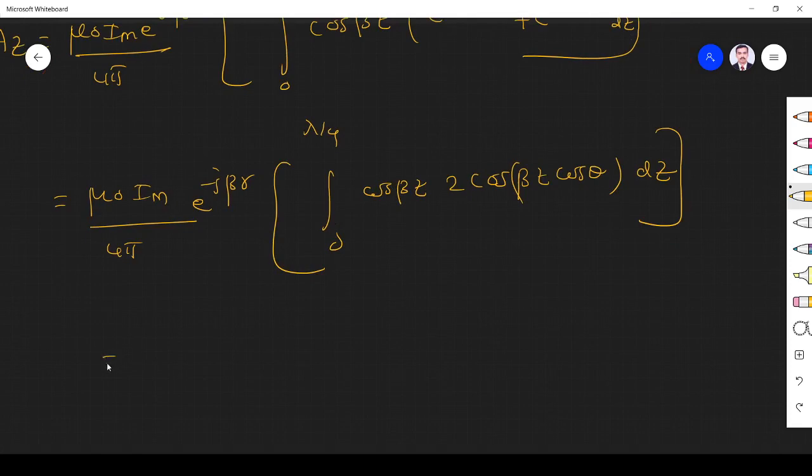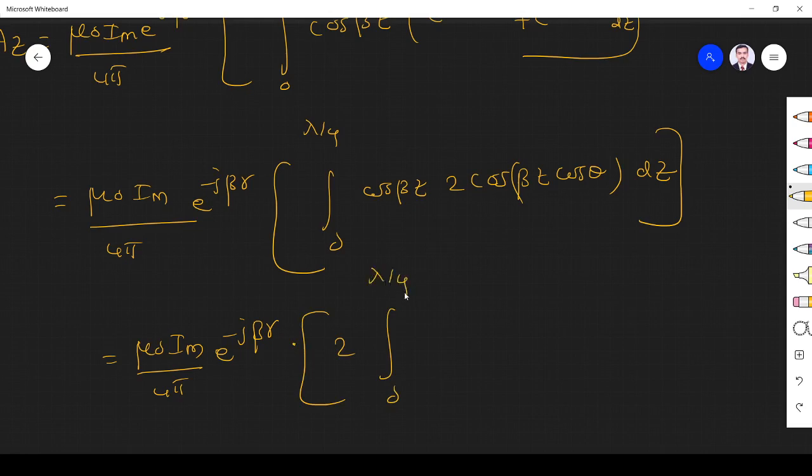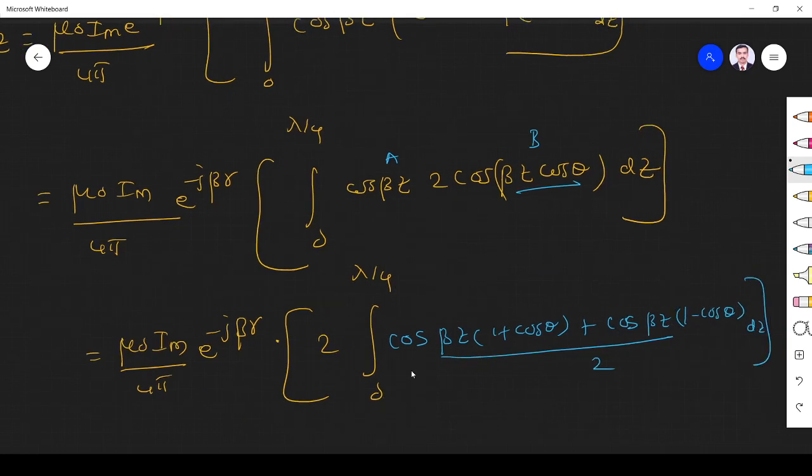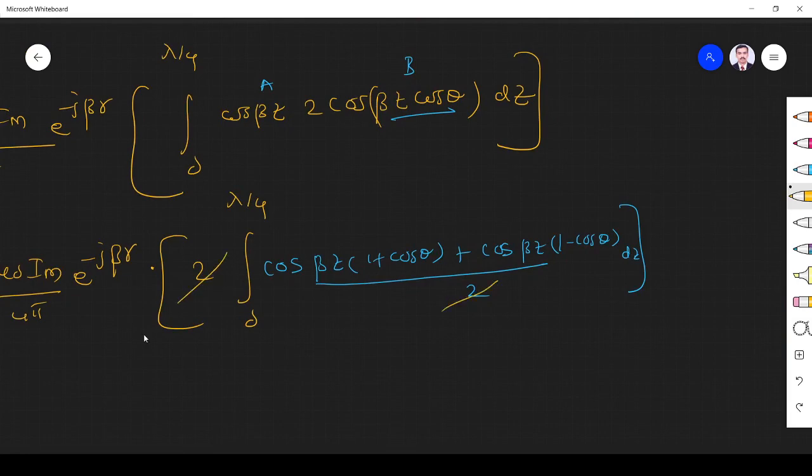Right, so this 2 you can take outside, mu naught Im by 4 pi e power minus j beta r, 2 outside, 0 to lambda by 4. Right, let us assume this is cos A, this is cos B. What will happen? This will be equivalent to cos A plus B beta z, since cos A cos B is cos A plus B plus cos A minus B by 2, so cos beta z, 1 plus cos theta plus cos beta z, 1 minus cos theta, divided by 2, dz. Okay, so what will happen? This two will be cancelled.